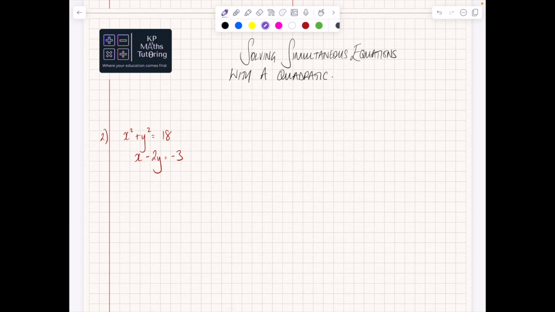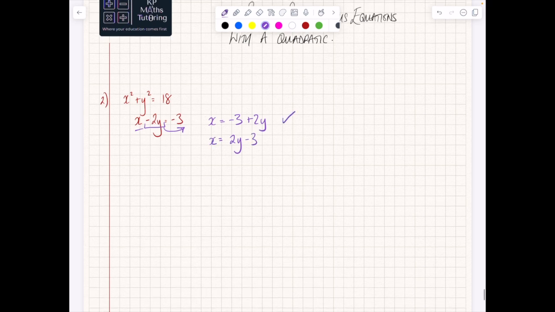Okay, next question here. What we're looking at is the second equation. Remember, this is the one that's not the quadratic, so I need to make sure either x or y is the subject. So I'm going to make x the subject in this one. I'm going to pick up that minus 2y, chuck it over there, and it becomes x equals minus 3 plus 2y. Now, I'm actually going to write that slightly differently. I could write it as 2y minus 3 as well. So either one of those would be your first mark.